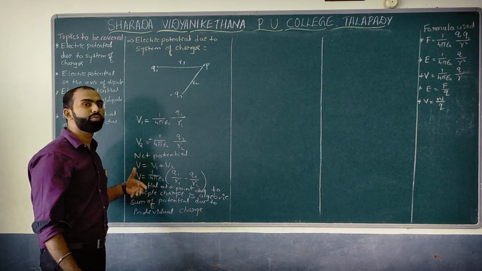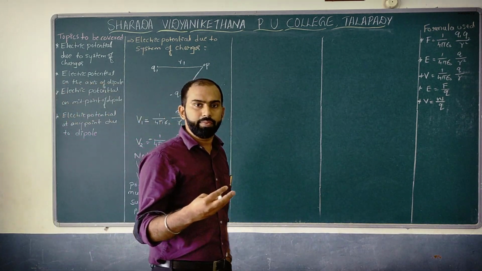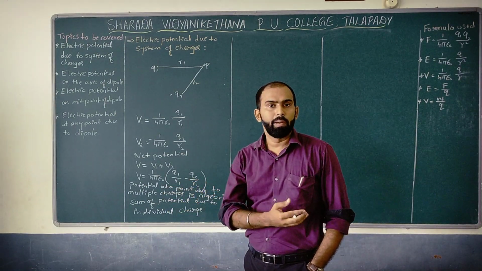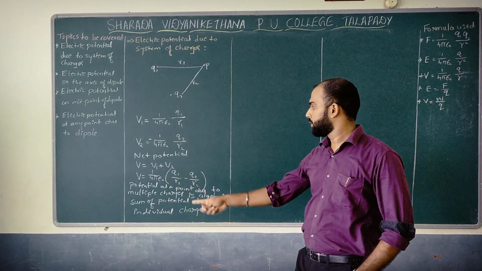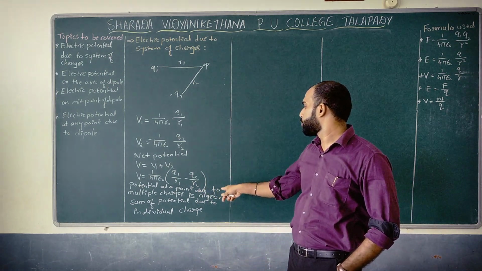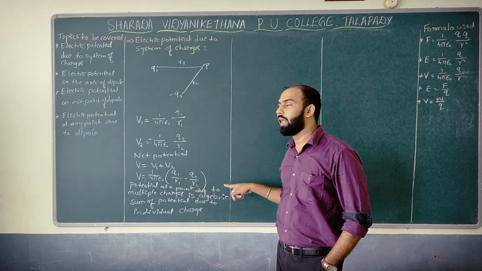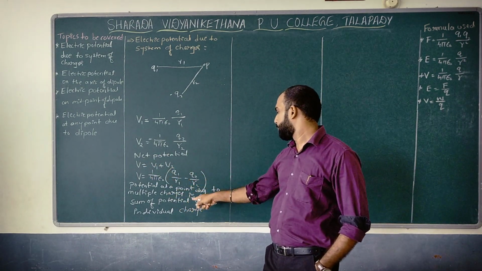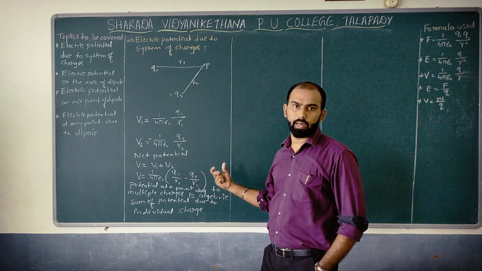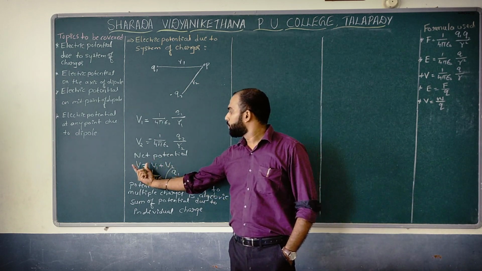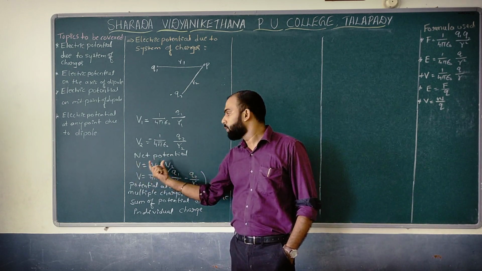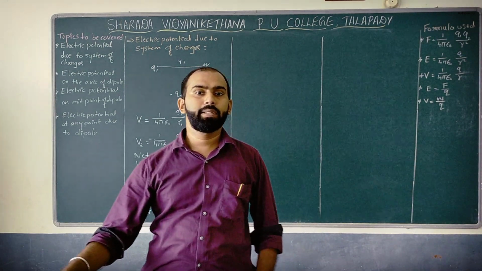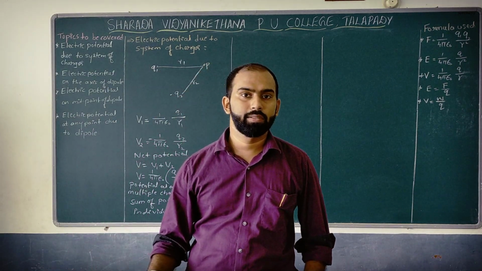So how do we define electrostatic potential in the region of multiple charges? The potential at a point due to multiple charges is the algebraic sum of the potentials due to the individual charges. Whatever you are going to get over here is the sum of the individual contributions. So this is exactly what we can expect in the region of multiple charges.